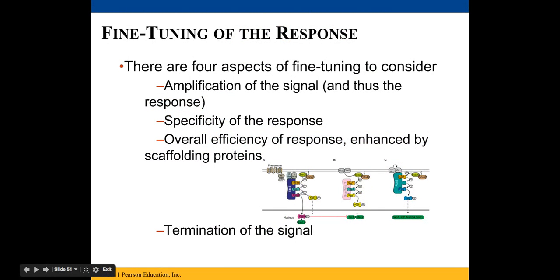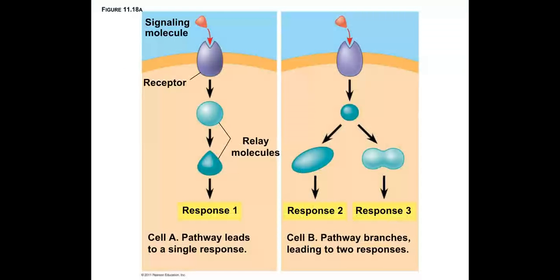So there are four different ways of fine-tuning the signal transduction response. And this is a lot of work that the cell goes through. But the takeaway is that we can amplify the signal, we can have specificity of the signal, and we can enhance the efficiency of the response by having these things called scaffolding proteins. And they can hold the different players in the cell in a certain position, so it is better able to have these chemical reactions occur. And then, of course, we have to turn it off.